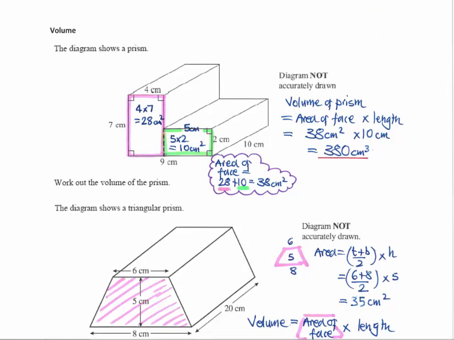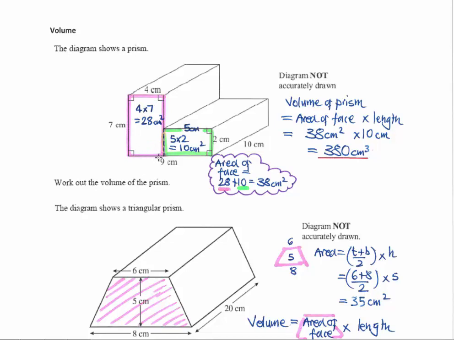So the next question has some prisms, and the way to find the volume of a prism is simply to find the area of the face and then multiply it by the length, or the height if it's standing upright. So what we've got to do is a similar question to what we had at the first part of this sheet. We've got a compound shape and we find the area by simply cutting it into shapes we can find the area of. So I've just cut this into 2 rectangles.